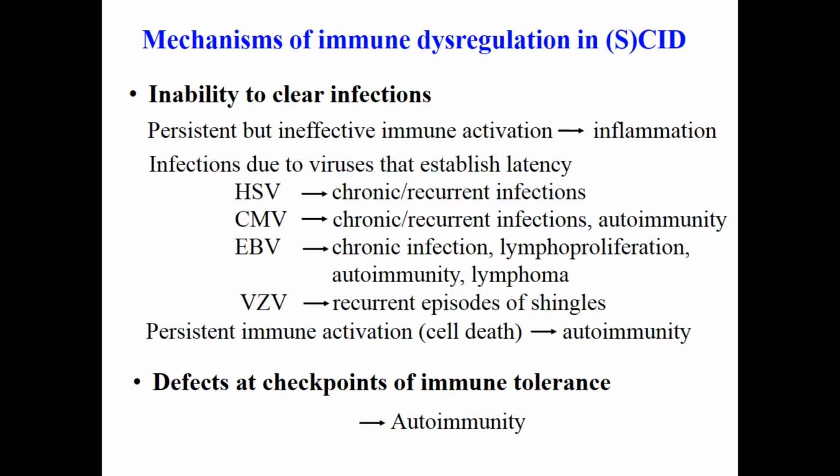So the persistent immune activation that is associated with chronic presence of these viruses actually also leads to enhanced cell death. And when you have cell death in the body, that actually is a trigger for autoimmunity. So the persistence of cells that undergo death is a stimulus for the immune system to mount inappropriate responses manifesting autoimmunity. You have also another major reason why patients with atypical SCID or combined immunodeficiency may develop autoimmunity, and that is actually defects in checkpoints of immune tolerance that we all have for both T cells and B cells.